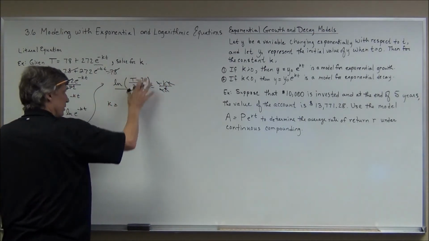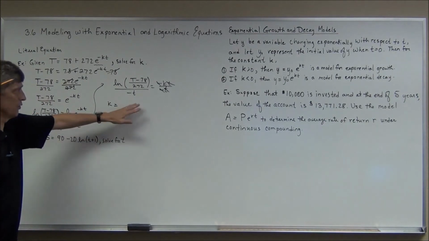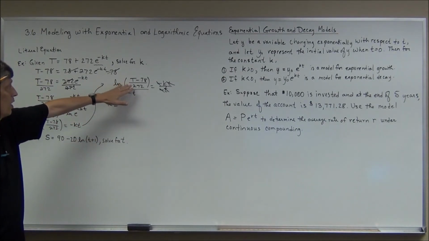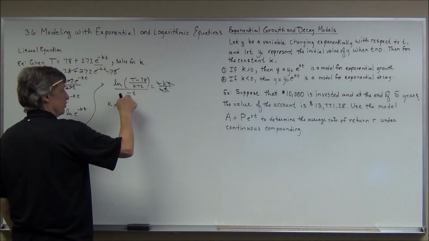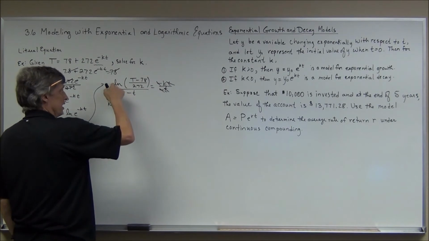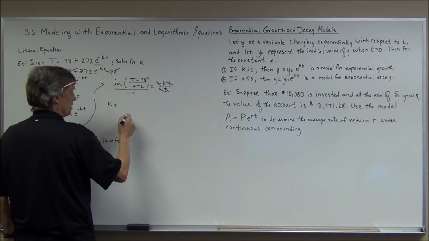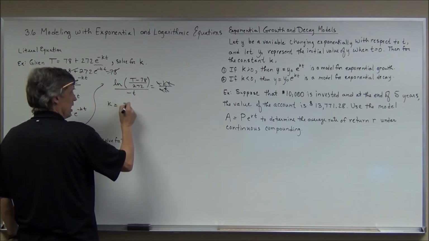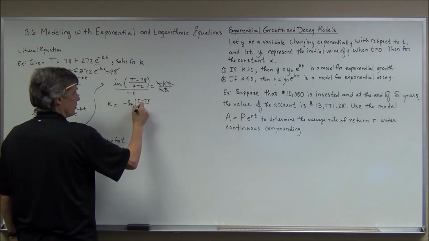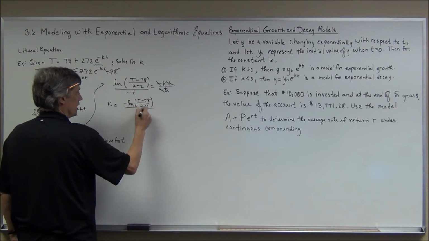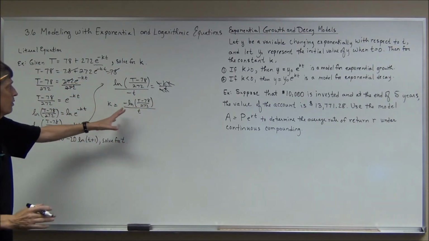Now, I'm going to bring all this over here, but there's all sorts of things I can do here. Because I have a logarithm in here, and I have a quotient, so I can use the quotient rule. What I'm going to do first, though, is bring the negative out in front. I'm going to write this as the opposite of the natural log of t minus 78 all over 272, all over t. Now, there's nothing really wrong with this answer.